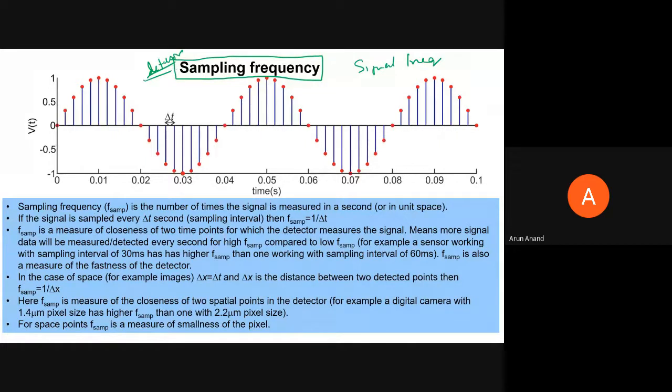Now, your sampling frequency is the number of times a signal is measured in a second. I have given the definitions here anyway. For example, you have a signal of, let's say, 1 kilohertz, and your sampling frequency is 100 hertz. Your signal is sampled only 100 times in a second, whereas your real input frequency is oscillating 1,000 times in a second. So there is going to be some issue there.